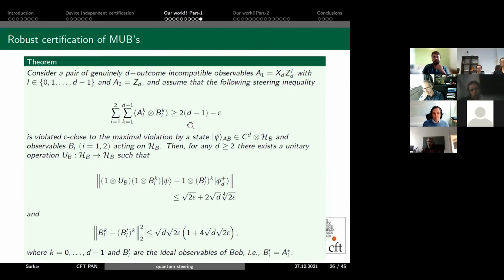Yeah. So in this scenario, let's say I achieve a violation of the steering inequality which is very close to the quantum bound, and then I can prove that the statistics in the non-ideal case are close to the ideal statistics by some factor like epsilon to the power 1/4. It is not very good, but it is analytical since it works for any dimension. And the measurements are also close to the ideal measurements, again by a factor of epsilon to the power 1/4.